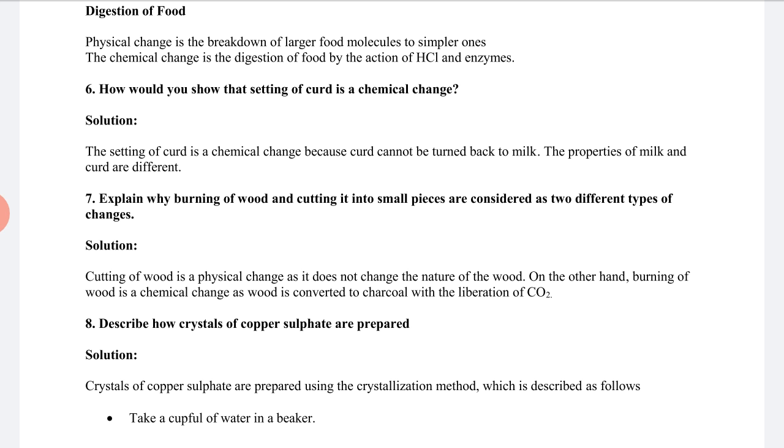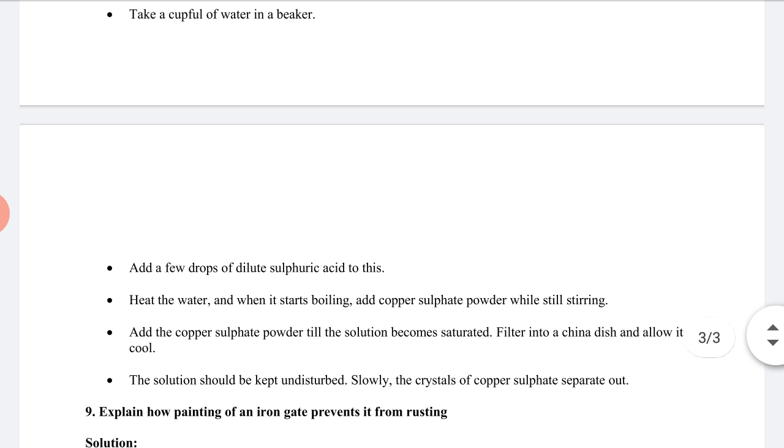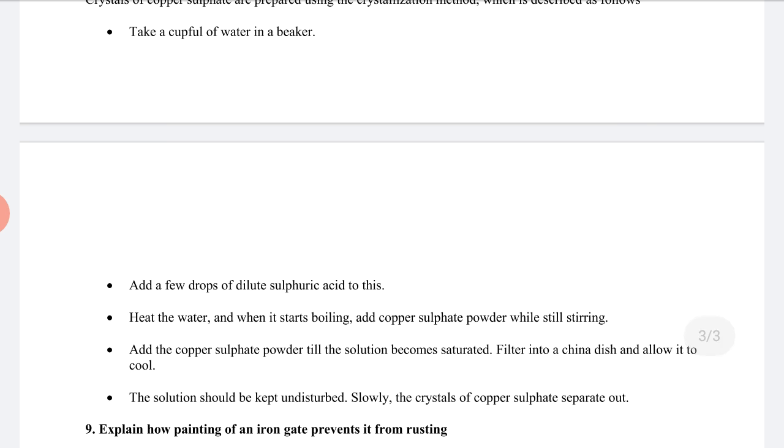Next question: describe how crystals of copper sulfate are prepared. Here is the solution. Crystals of copper sulfate are prepared using crystallization. That crystallization process is described as follows. First we take a cup full of water in a beaker. The next step is to add a few drops of dilute sulfuric acid to this.